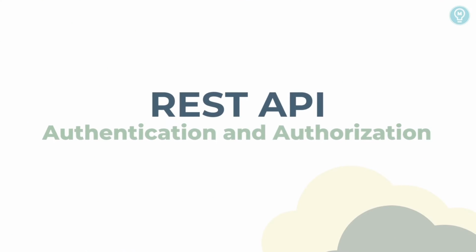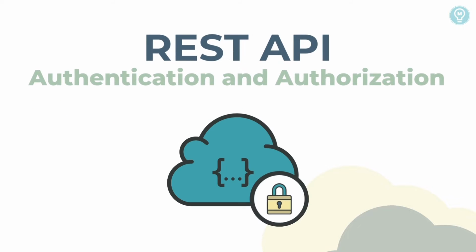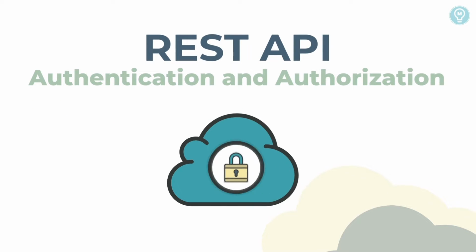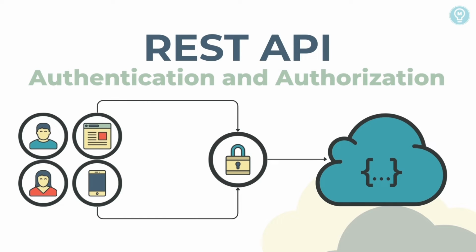REST API authentication and authorization is an essential part of any API system, as it provides a secure way to control access to the API and its resources. Understanding the workings of authentication in REST APIs and the different types of authentication methods available will ensure that the API is secure and that only authorized users and applications can access its resources.